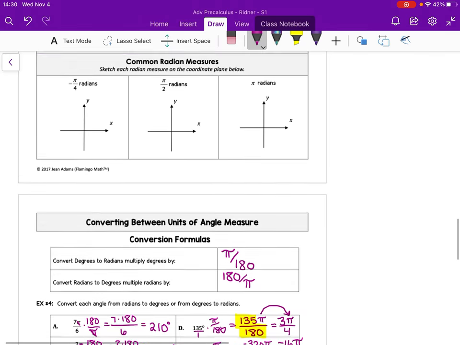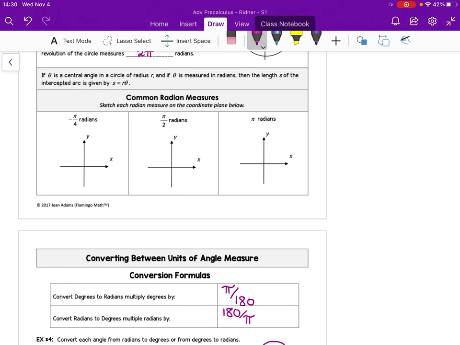So one last part here. Let's go back to our most common ones. Pi over 4 is 45 degrees. The sooner you memorize this, the easier your life will be. Pi over 2 is 90 degrees, and pi is 180 degrees.